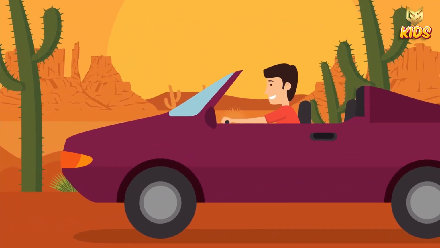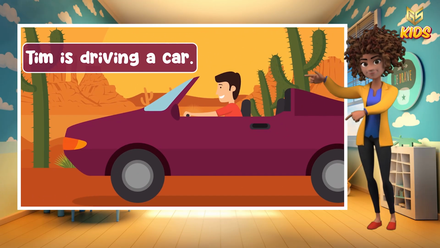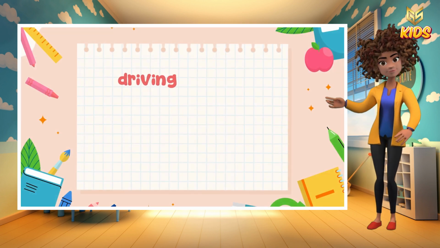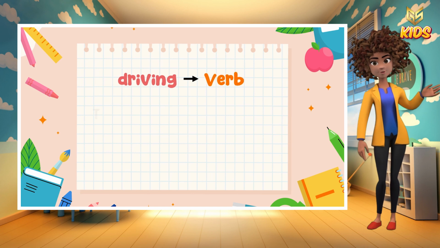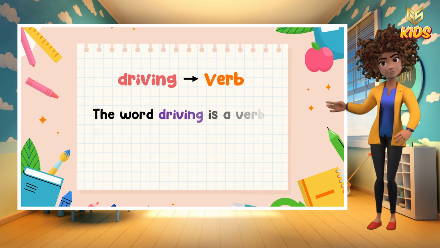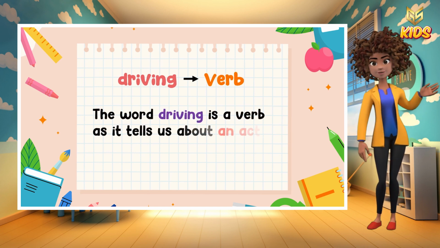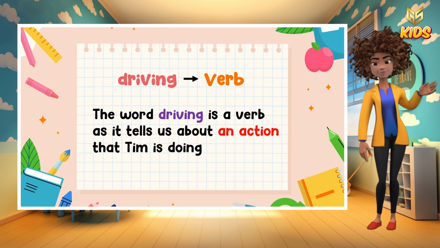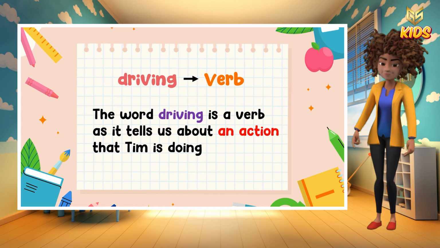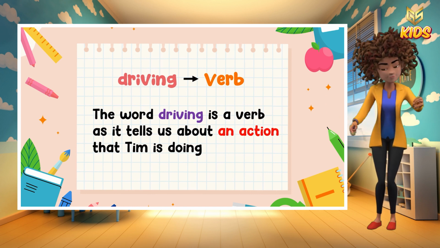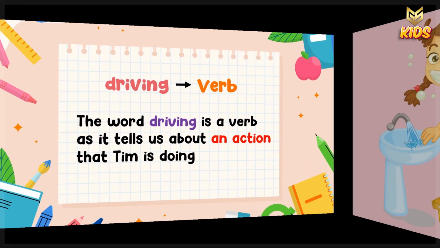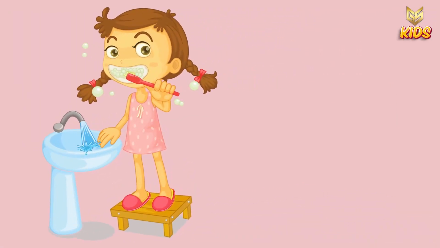Now look into another example. Tim is driving a car. Now driving is a verb because the word driving is a verb as it tells us about an action that Tim is doing. What is Tim doing? Tim is driving and driving means an action. So driving is a verb.